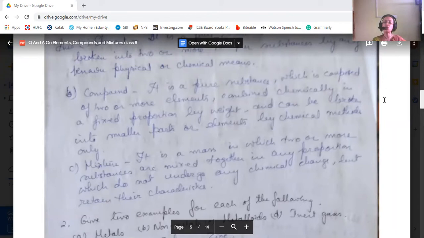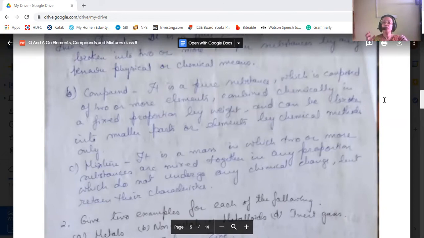Okay. Next, we come to the mixture. Mixture is a mass in which there are two or more substances which are mixed together in any proportion. See, in compounds, there were also two or more elements. In this mixture also, there are two or more substances. It may be elements or it can be compounds also, which can be mixed together. Okay. But in any proportion, whereas compound was in fixed proportion. In mixture, it can be in any proportions, and no chemical change takes place while forming a mixture. But in compound, chemical combination was there.